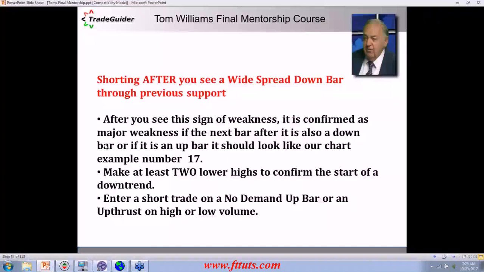So when you see the gotcha bar, as I call it, if you've read my book, hello Steve, I see Steve in here as well. Nice to see you, Steve.